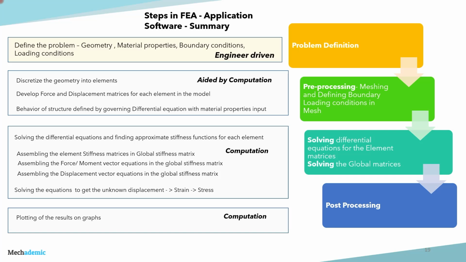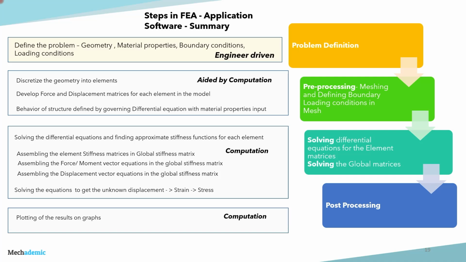And once the problem has been defined, once the geometry has been finalized, once the material is known and applied to the geometry, the boundary conditions are applied and loading conditions are known, then the next step is to discretize. To discretize the geometry into the sub-elements, which is called meshing, and to define the boundary and loading conditions based on the problem definition. So this step, pre-processing, is aided by computation. That is, we mesh a component using the computational power.